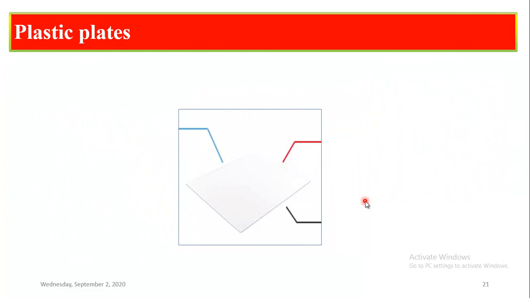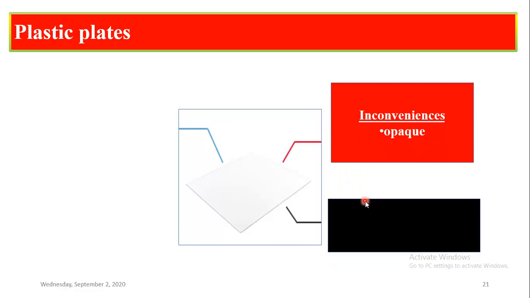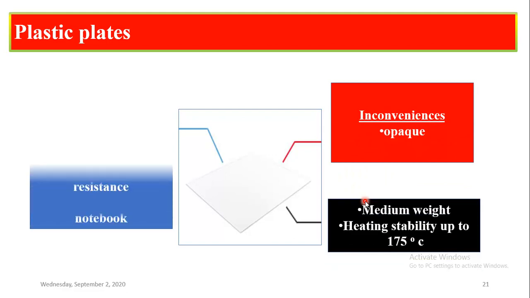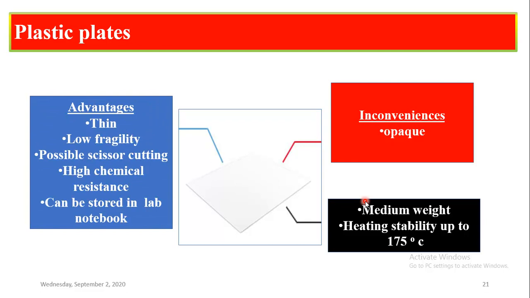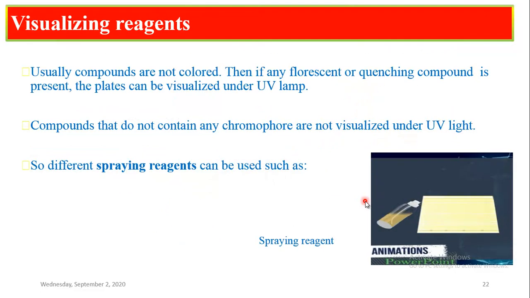Third one is plastic, which is mostly used and easily available. So what are the advantages and inconveniences? Low fragility, possible to cut with scissors, high chemical resistance, can be stored in a lab notebook. Only one inconvenience: it is opaque in nature. So it is medium weight, and heating stability is also up to 175 Celsius. So these are the three types of plate which are mostly used for TLC, and we will normally prefer a plastic plate. And after that, visualizing reagent.